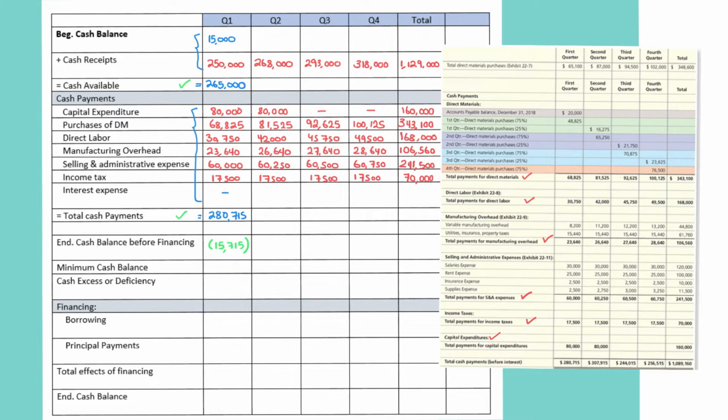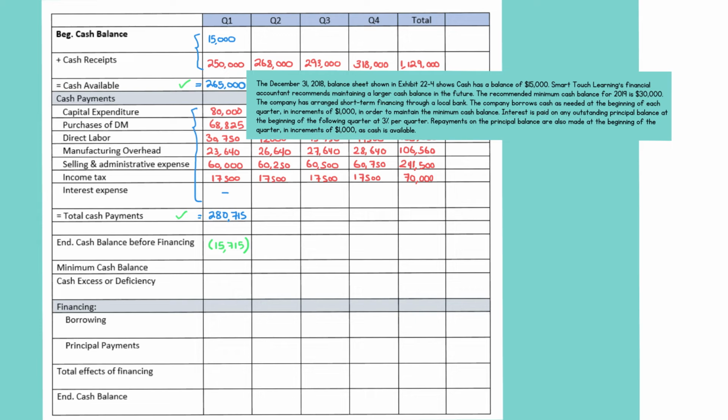What's the minimum cash balance? Now the minimum cash balance, as mentioned in the question, was 30,000 per quarter. So in each quarter you need to have 30,000. This is the minimum. You cannot have less than this amount at the end of each quarter.